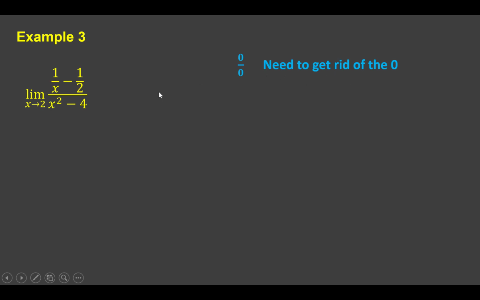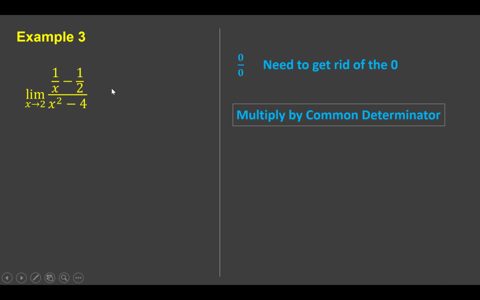First, because we have layers of fractions, what you can do is multiply the top and the bottom by the common denominator. In this case, it is equal to 2 times x, because there's a 2 here and there's an x here, and 2x is the common denominator. So we multiply by the common denominator, 2x.